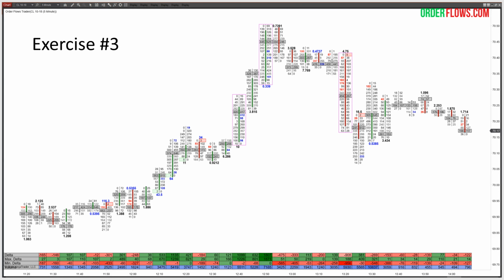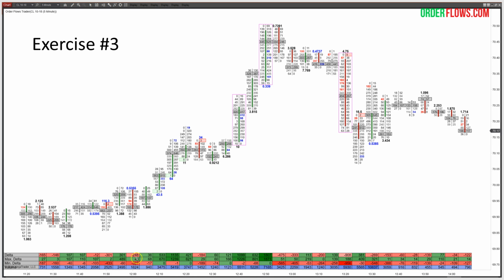Okay, lesson number 3, exercise number 3. Just take a moment, see what you see in the delta. This is a crude oil 5-minute chart. Okay, so you see a big move up, right? What you'd like to do is obviously catch that move. So what are you seeing in the delta as you're analyzing through the delta?